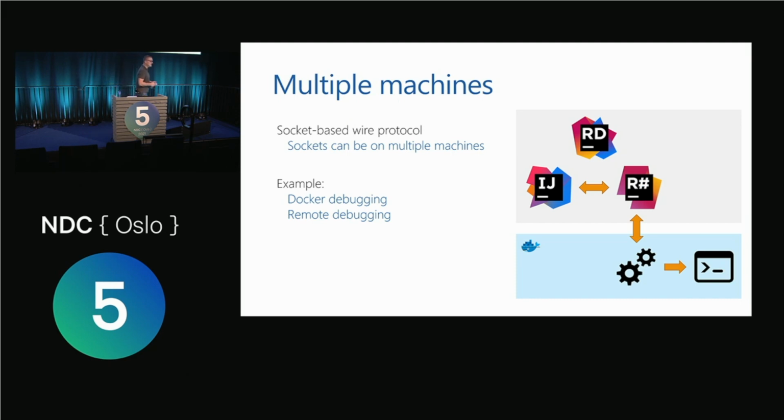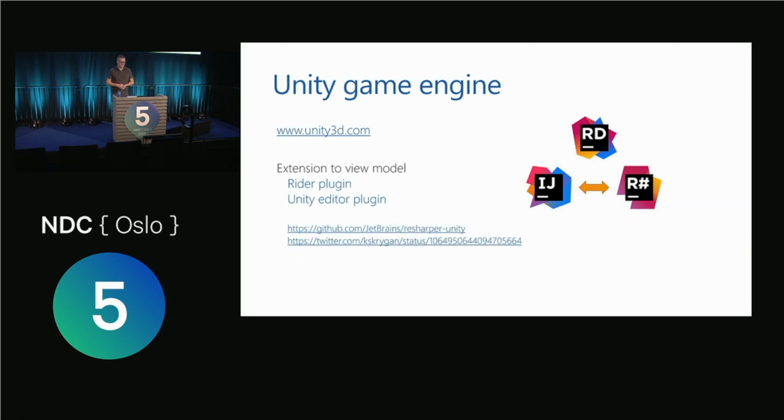We started thinking, since the protocol is also socket-based, can we maybe split multiple processes over multiple machines? And we started looking into Docker debugging and remote debugging, where we would take our debugger process, push it into your container, and just communicate over a socket with what is going on your machine. So the protocol can span multiple machines if you want. We actually have some examples. Remote debugging and Docker debugging are one of them, but there's more coming.